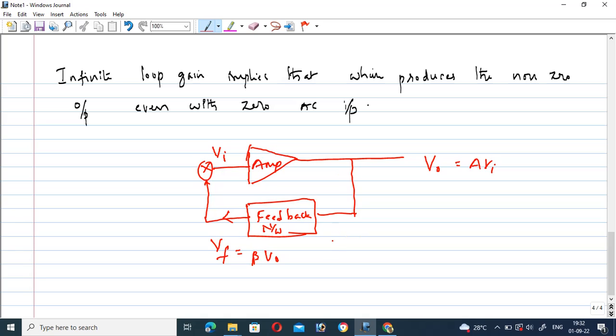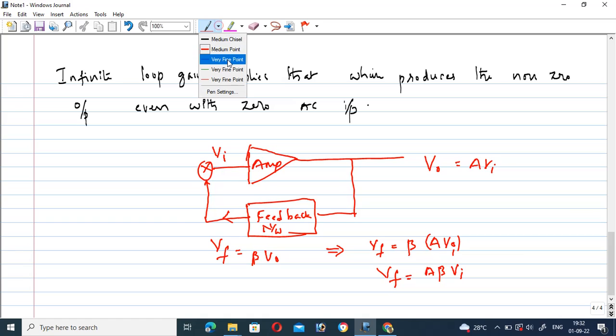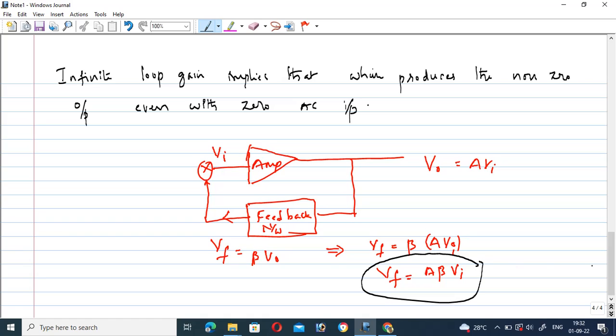So from this, VF is equal to beta into V naught. What is the V naught value? V naught is equal to A times the input signal. Therefore, VF is equal to A beta into Vi. Okay, it is also very important. That means the feedback voltage is equal to A beta times the input voltage.